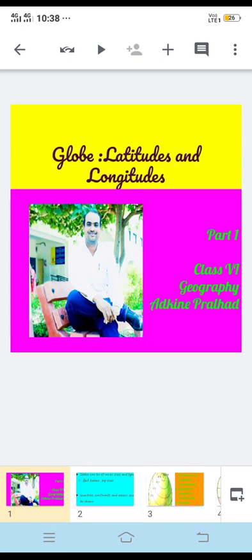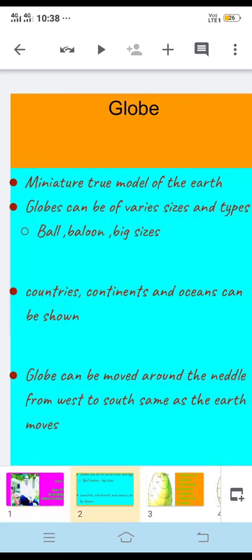So first we'll discuss what a globe is. If you want to define a globe, it is a miniature true model of the earth. It looks similar to the earth, so it can be called a miniature true model of the earth. I hope you understood the definition.